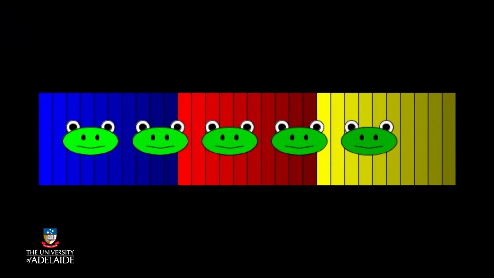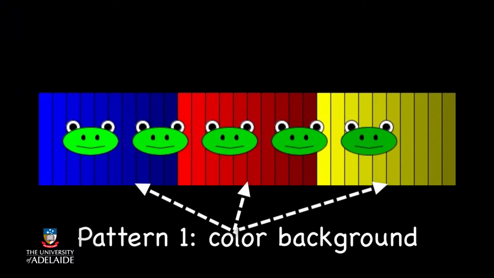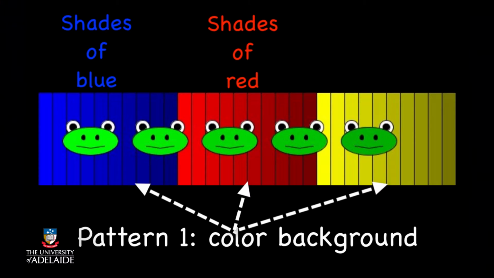As we can see, we have a number of little frog faces drawn on a pattern background of rectangles of various shades of blue, red, and yellow. There are two patterns that are repeated here. The first pattern is the background, which is made from a series of 30 rectangles that are drawn next to each other using different shades of first blue, then red, then yellow.